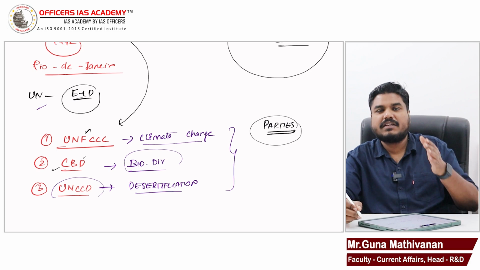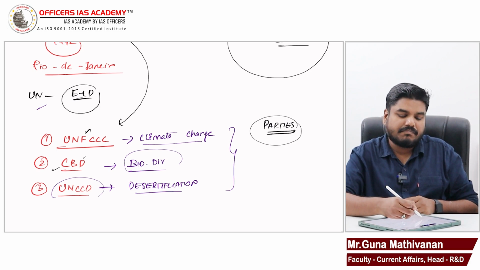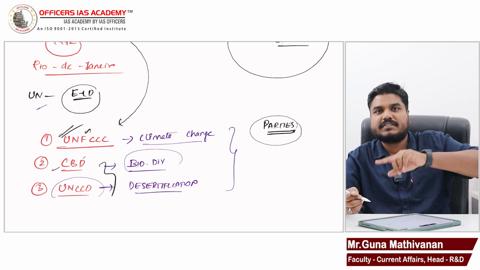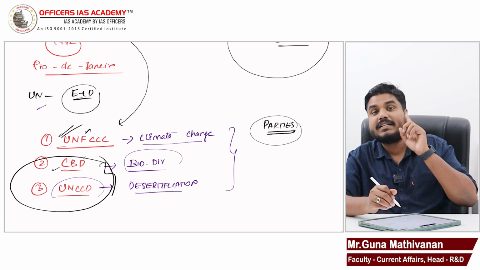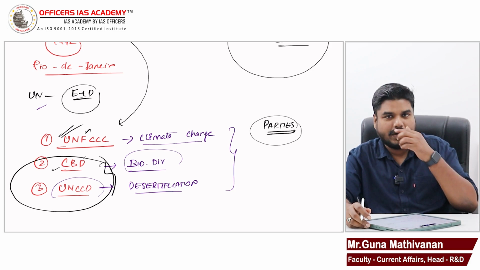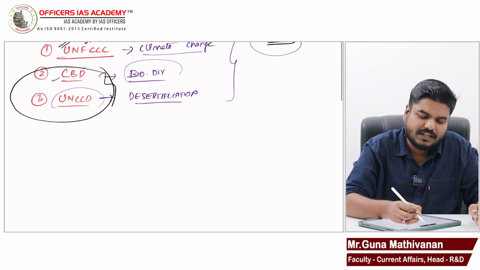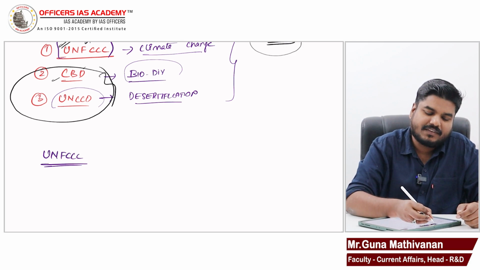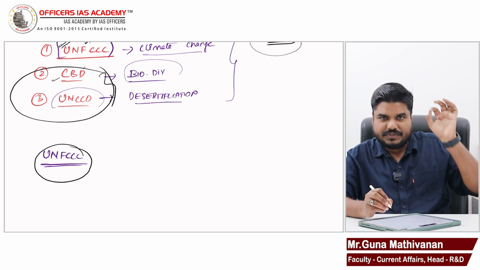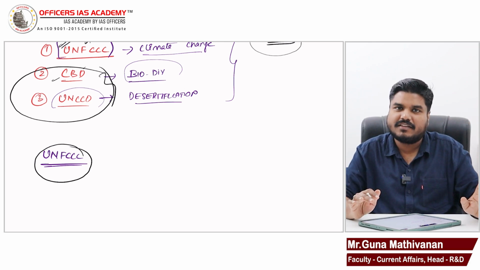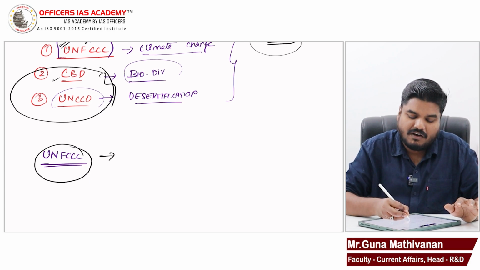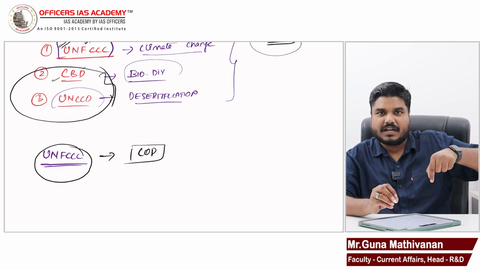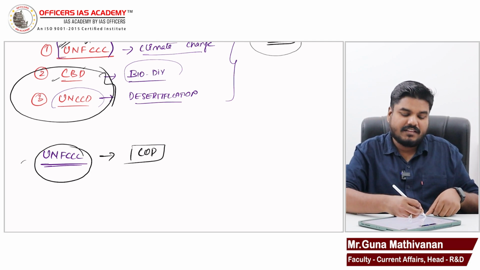Now these parties, they will be meeting at regular intervals. For example, the parties to the UNFCCC, they will meet every year. The parties to the biodiversity and desertification conventions will be meeting once in 2 years. So now the focus area is on UNFCCC, right? The parties to this UNFCCC will be meeting every year. Every year you will have the conference of these parties, conference of those signatories who signed this agreement.